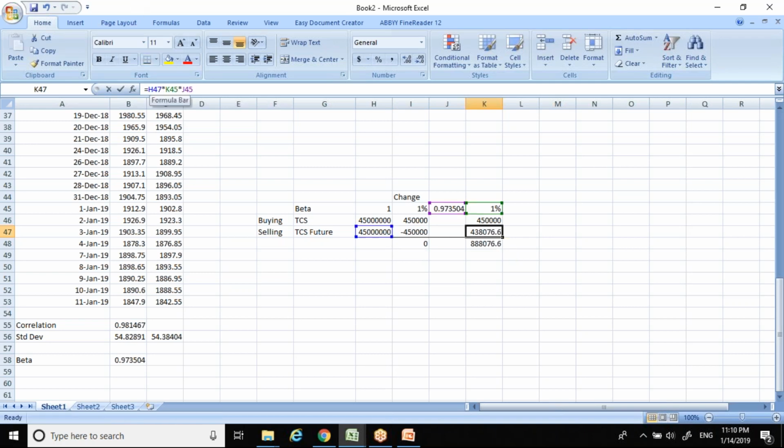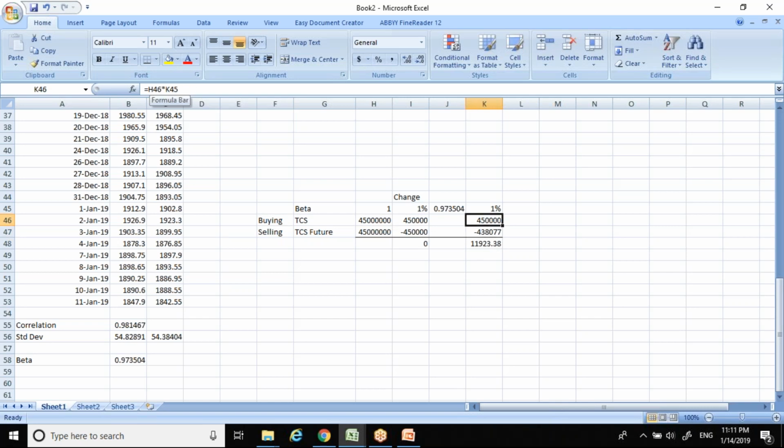So I will have a loss of around 11,000, and not loss, in fact, I'll have a profit of around 11,923 because the contract moves less than the spot price. But this is not a perfect hedge.